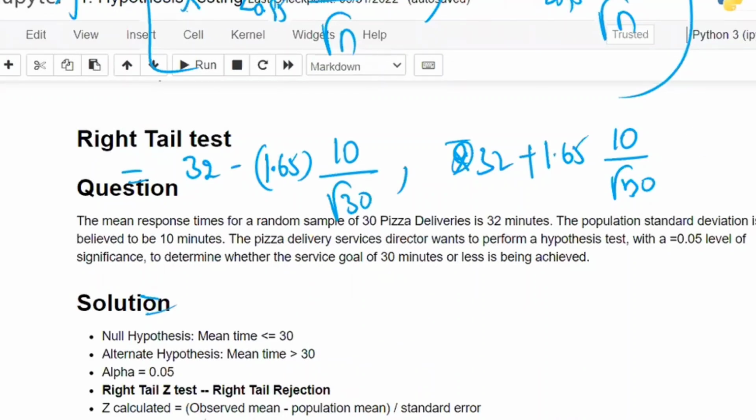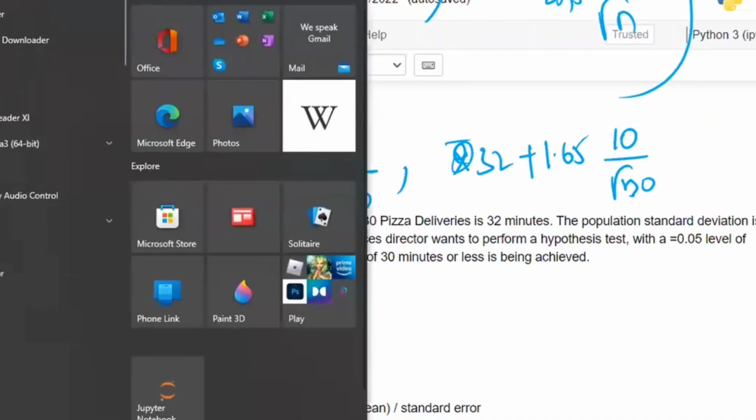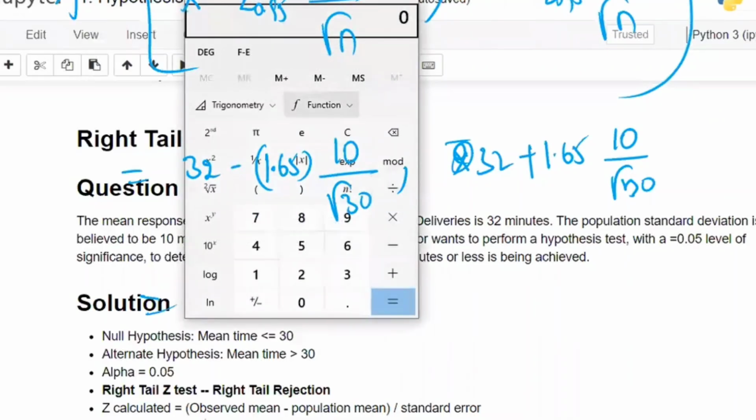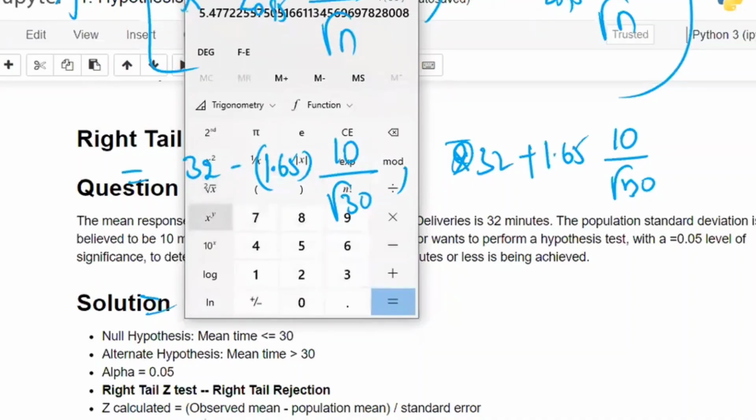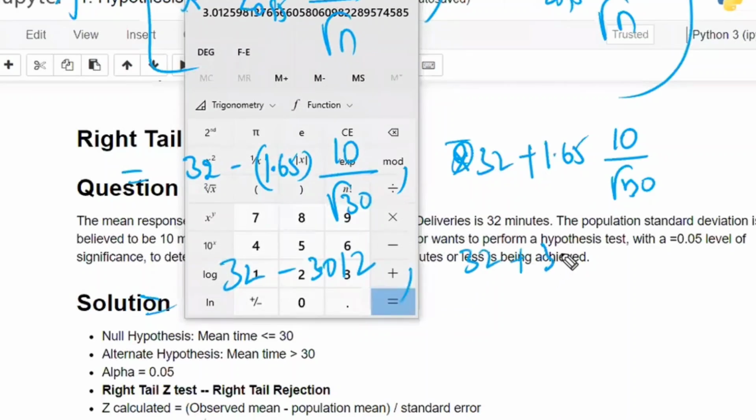If you want, I will do the calculation. First, root 30. What is the square root of 30? It is 5.477. 10 divided by 5.477 is 1.825. 1.825 into 1.65 is 3.012. Means 32 minus 3.012, 32 plus 3.012.